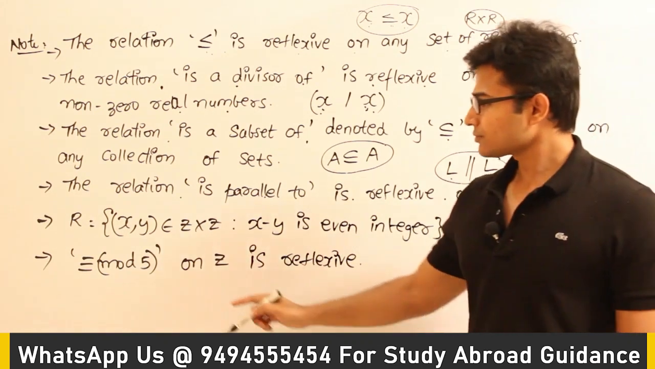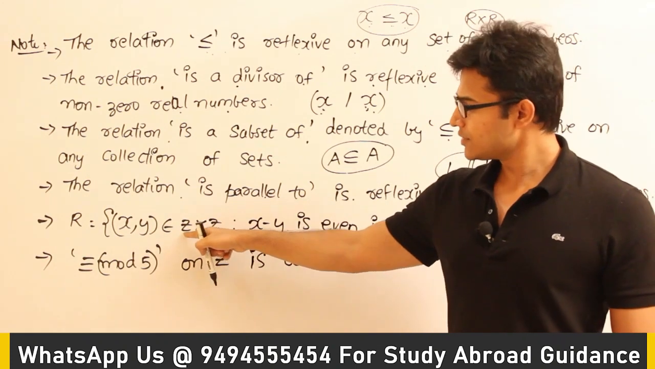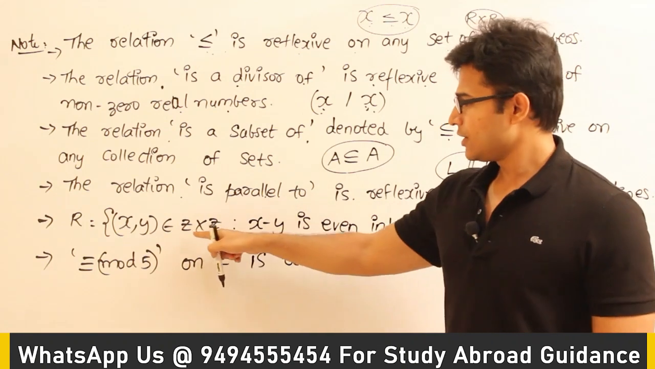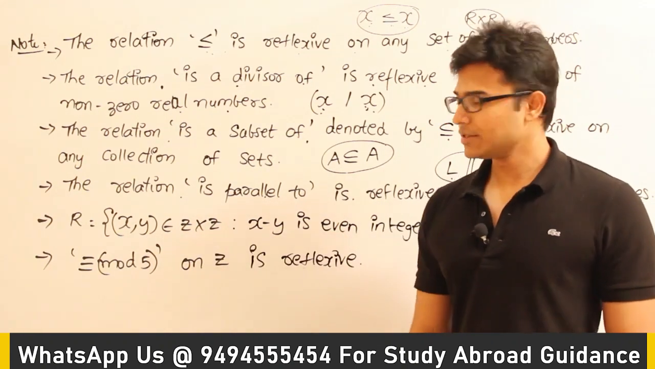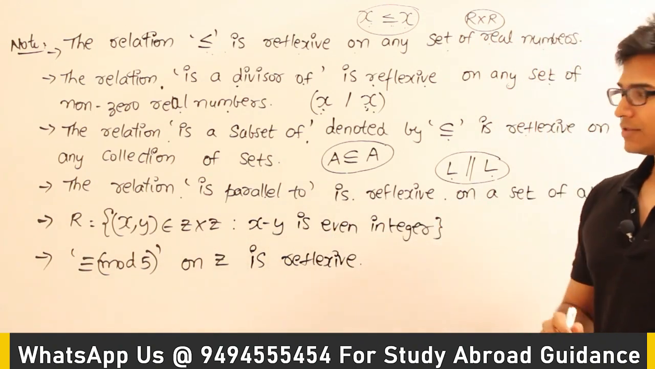Now see this. R equal to x comma y belongs to Z cross Z, which means they are talking about the relation on the set of integers Z comma Z in such a way that x comma y is an even integer.